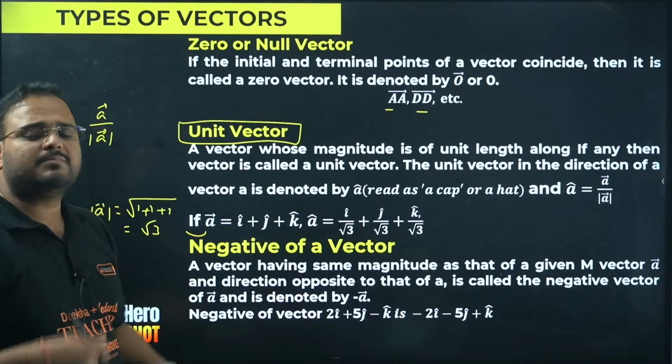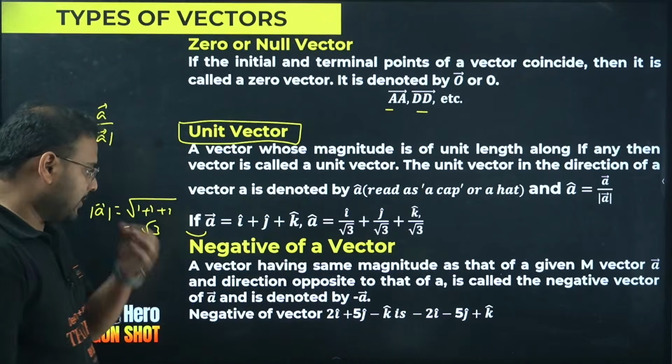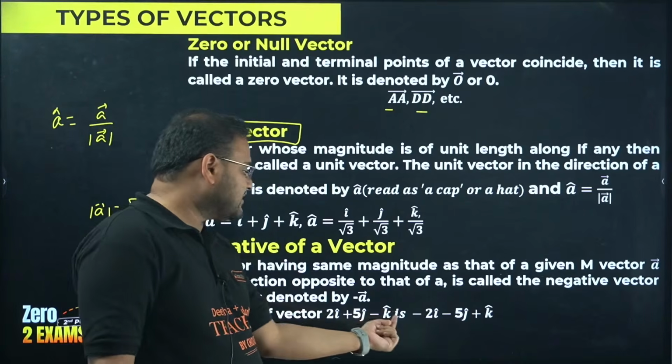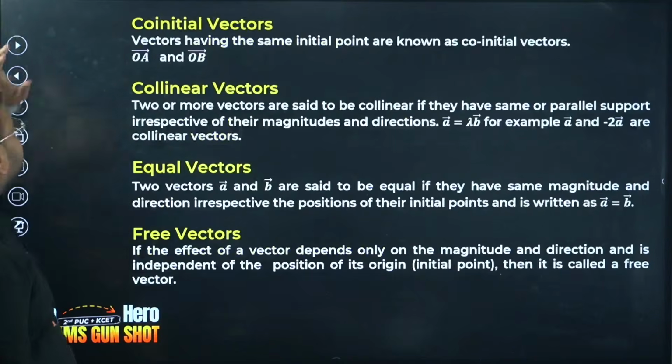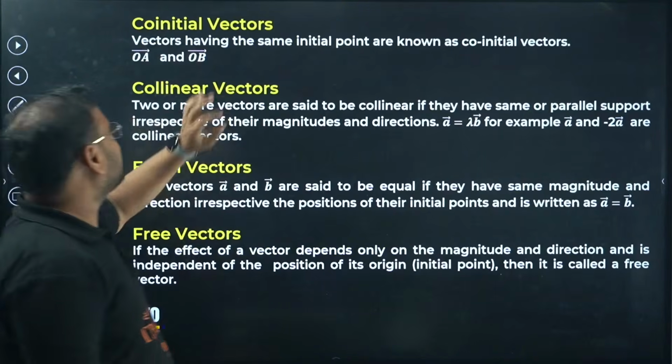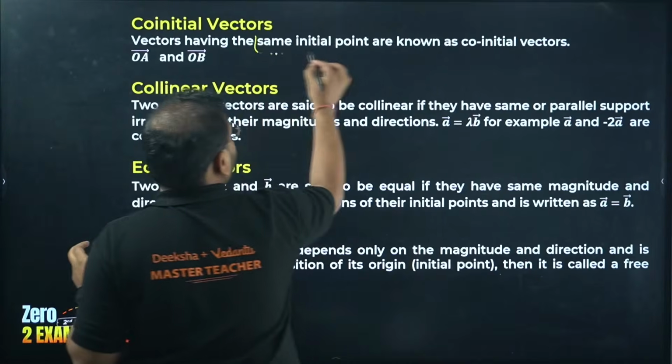Negative of a vector: simply change the direction sense. Magnitude will be the same, just change the direction sense. If 2i, 5j minus k is there, it becomes minus 2i, minus 5j and plus k. Simple concept, guys, nothing big so far. Co-initial vectors means we have the same initial point.